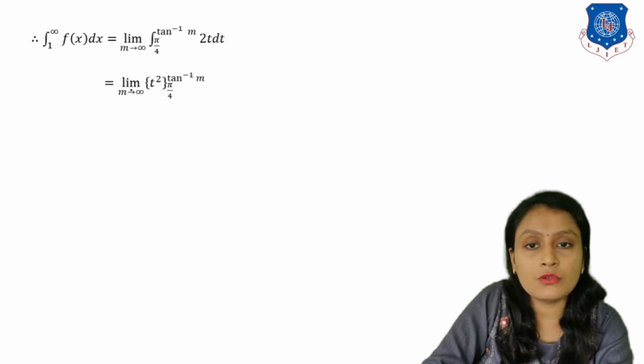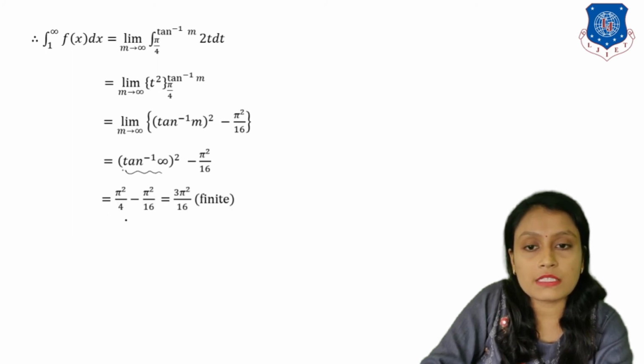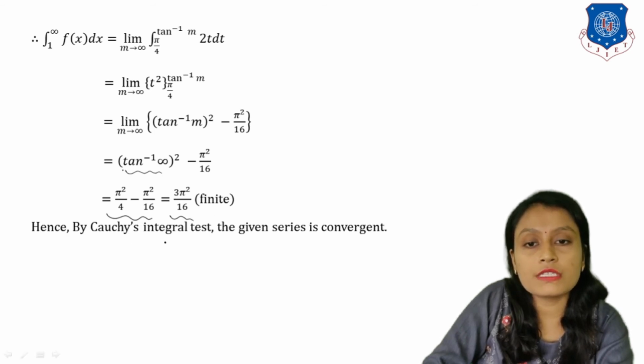Just integrate this, so you will get t square by 2, 2 will get cancelled, and just apply the limit. So you will get limit m tends to infinite tan inverse m whole square minus pi square by 16. Now apply this limit, so you will get tan inverse infinite whole square minus pi square by 16. Now we know the answer of tan inverse infinite, that is pi by 2. So square it, so you will get pi square by 4 minus pi square by 16. Simplify this, so you will get 3 pi square by 16, which is again a finite answer. So by Cauchy's integral test, the given series is convergent.